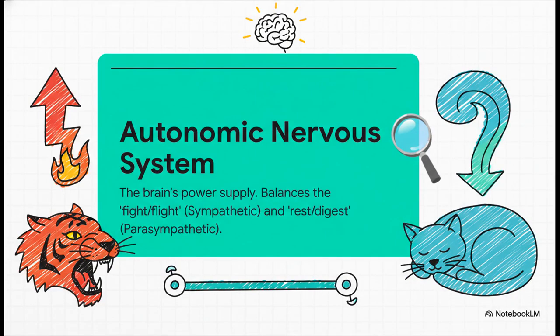And finally, powering this whole operation is the autonomic nervous system, or your brain's power supply. This system is in a constant balancing act. On one side, you've got the fight or flight response that revs you up. On the other, the rest and digest response that calms you down. Getting to that state of calm focus, it's all about keeping this power supply balanced.